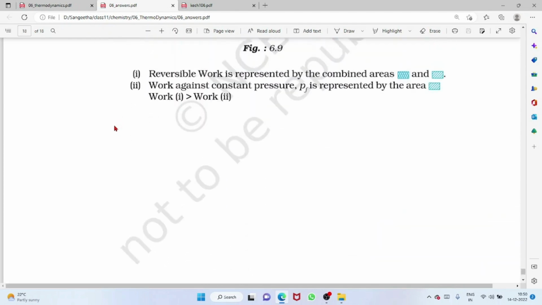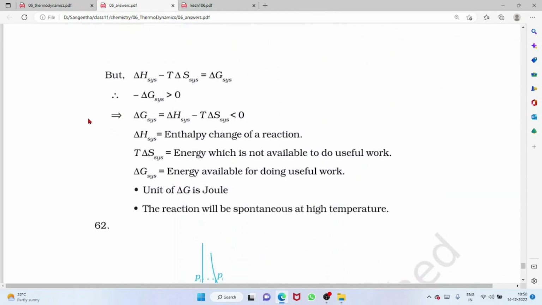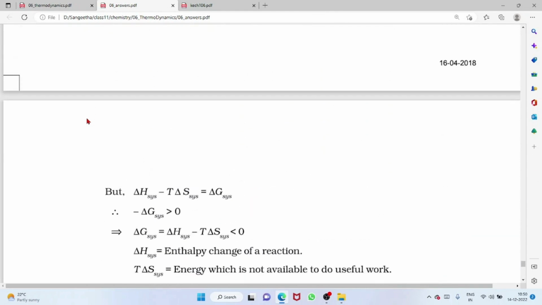So everything is given in the book. You have to apply this fundamental to solve any problems.